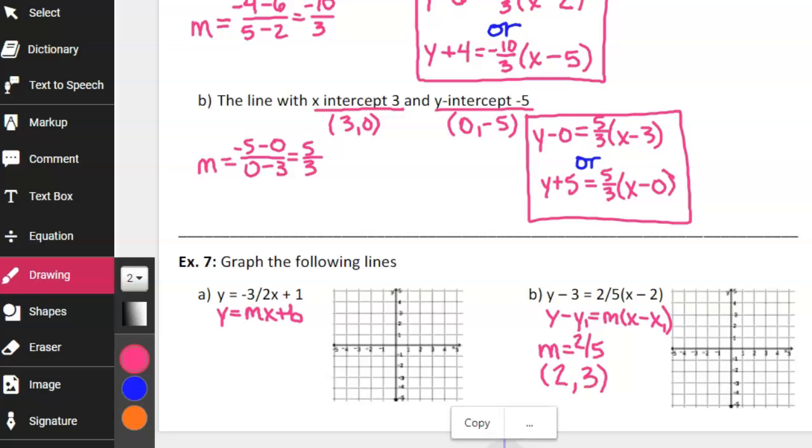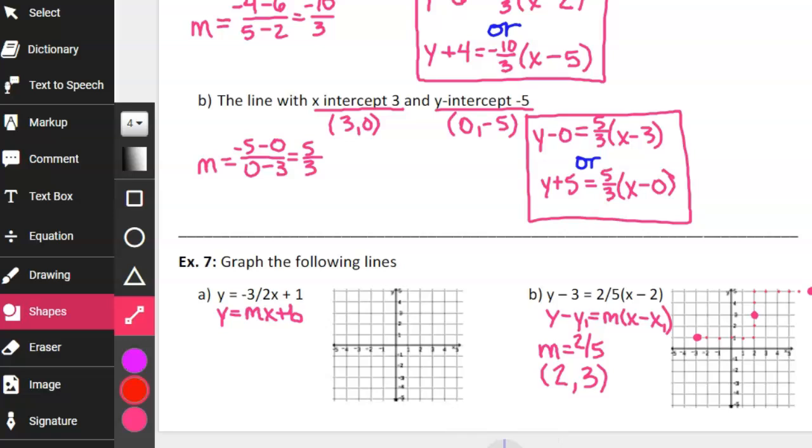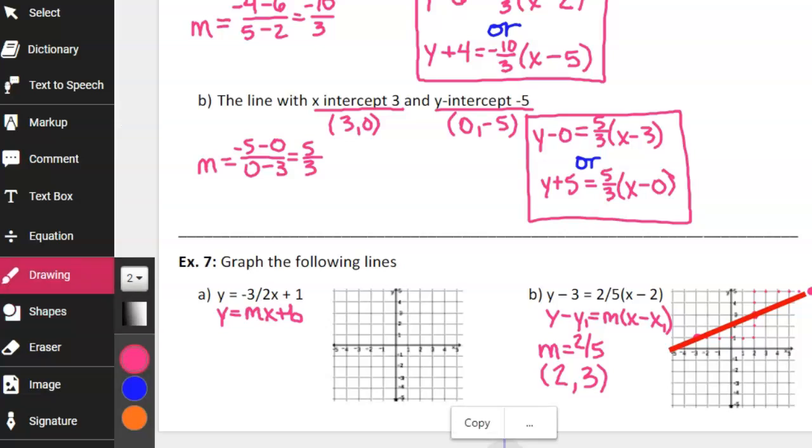So instead of starting from the y-intercept, here I'm going to start from the point 2, 3. My slope is 2/5, so I'm going to rise 1, 2. I'm going to run 1, 2, 3, 4, 5 off of my graph. I need to extend the line backwards, so I'm going to go down 2 and back 1, 2, 3, 4, 5. And in Cami, I can go ahead and use my Shapes tool to graph my line. Beautiful. Make sure you include some arrows on there.